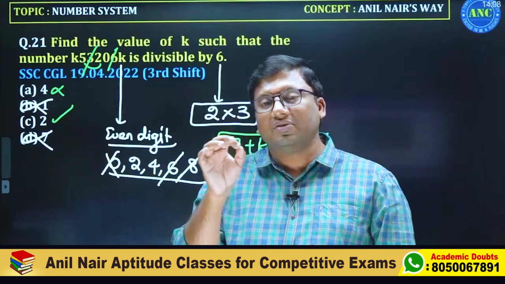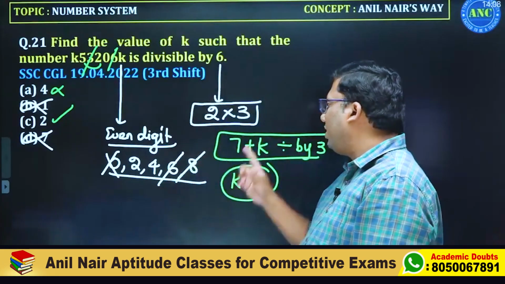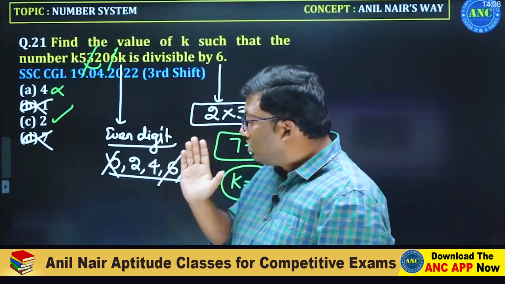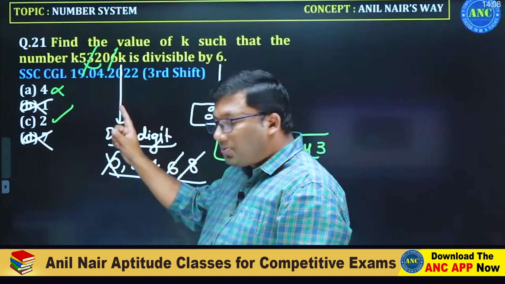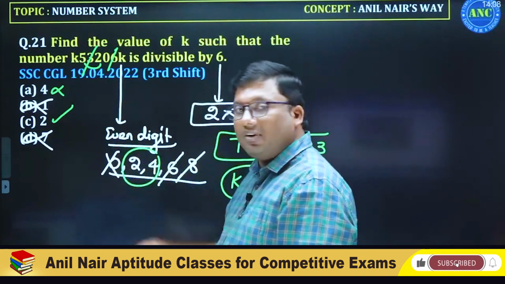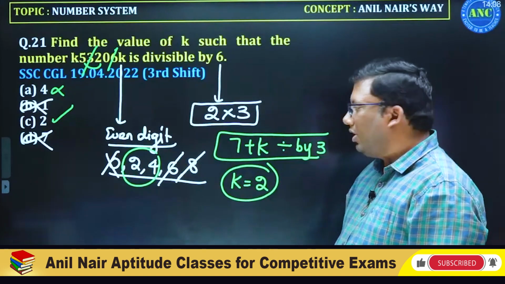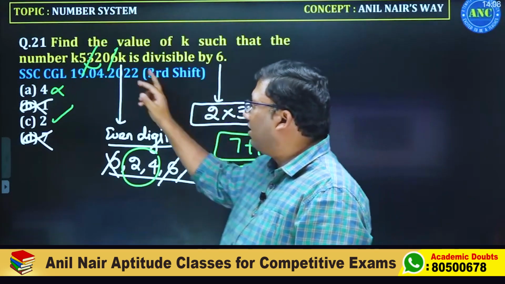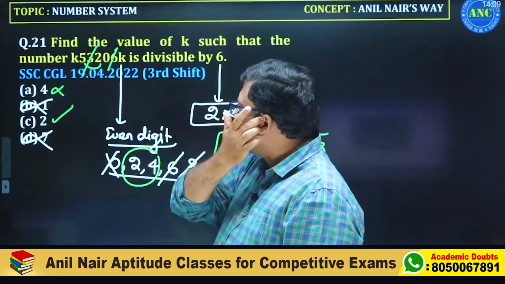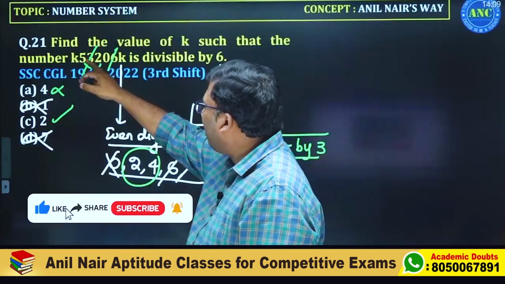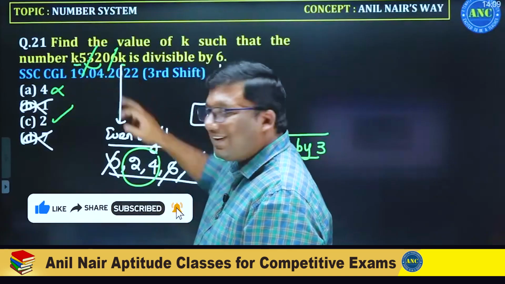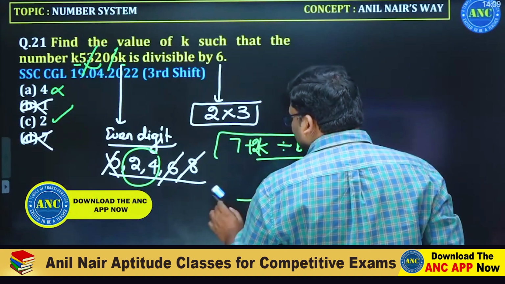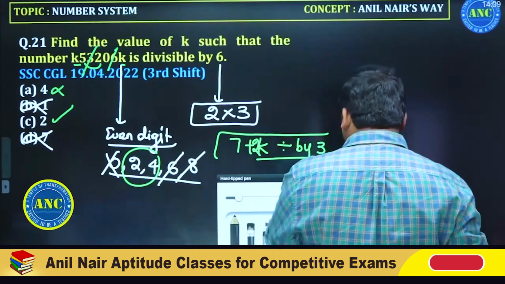For a number to be divisible by 6, it should be divisible by 2 and 3. 2 means the unit digit has to be an even digit: 0, 2, 4, 6, 8. Options given are 2 and 4. Only 2 and 4 I will mark. For a number to be divisible by 3, the sum of the digits should be divisible by 3. 5 plus 2, 7. Here K is there, here also K is there. It is 7 plus 2K, sir. Not 7 plus 1K. It is 7 plus 2K.